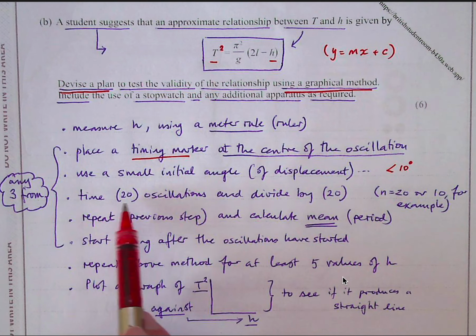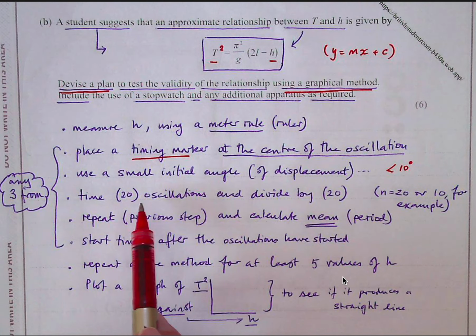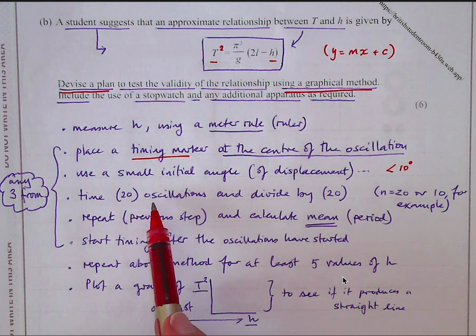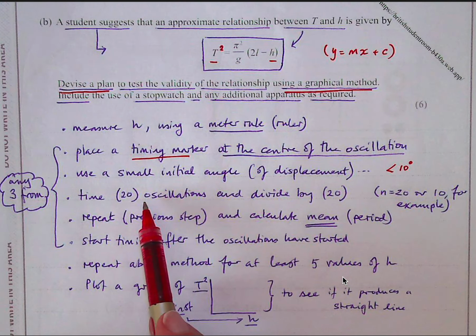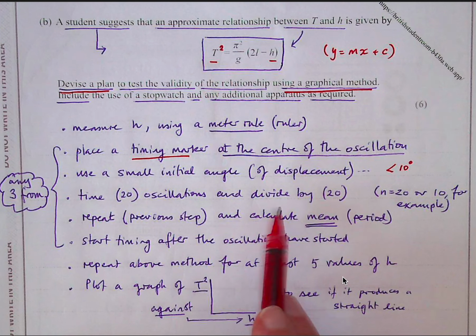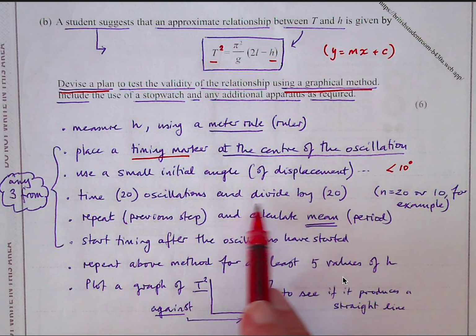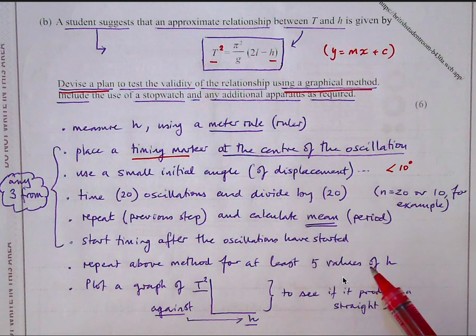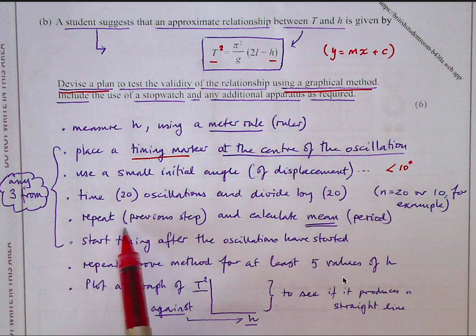Then you time 20 oscillations, if you're following my instructions. A whole number of oscillations, you want it to be longer. I always say 20 because I always estimate human reaction time to be about plus or minus 0.20 seconds. By doing 20 and then dividing by 20, you're dividing that reaction time of about plus or minus 0.20 seconds by 20. It makes your uncertainty for one period plus or minus 0.01 in effect.